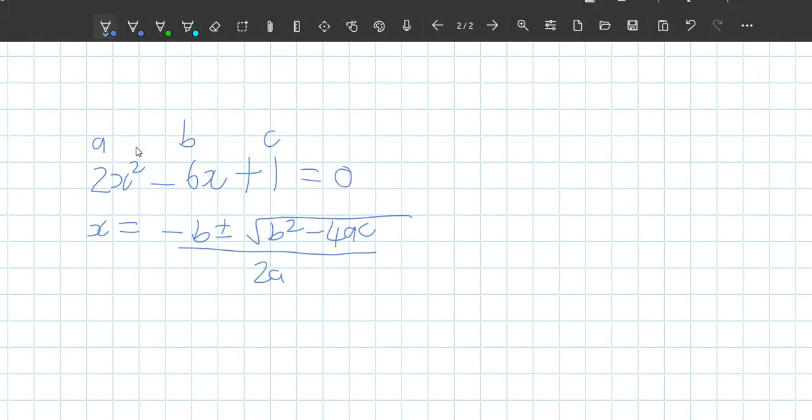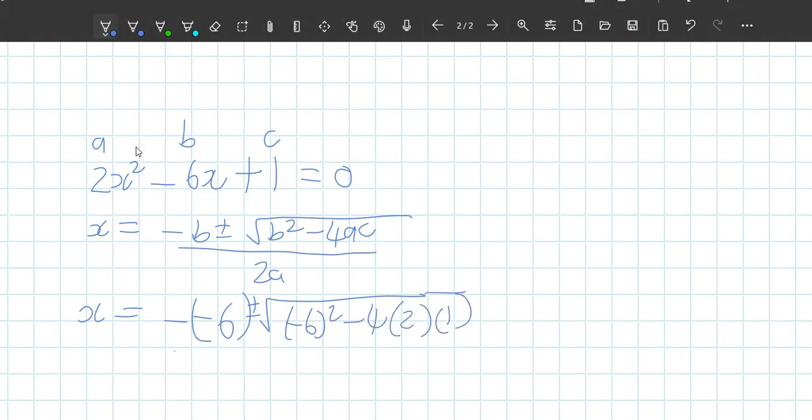So we just sub in our values, we end up with minus minus 6 plus or minus the square root of minus 6 squared minus 4 times 2 times 1, all over 2 times 2.